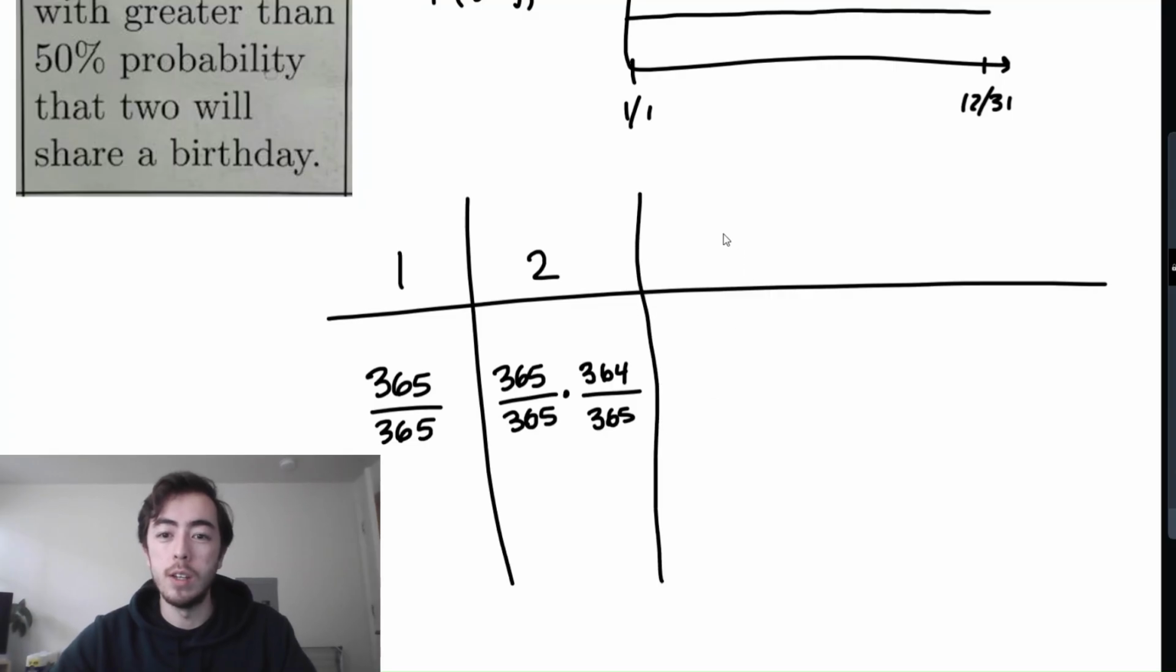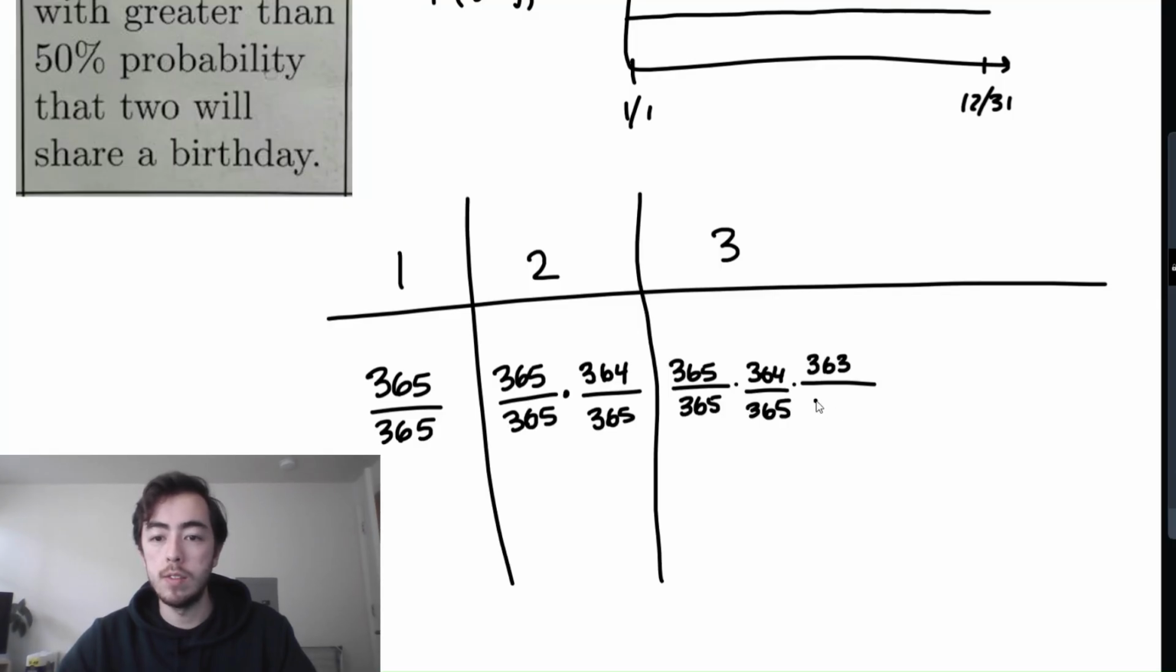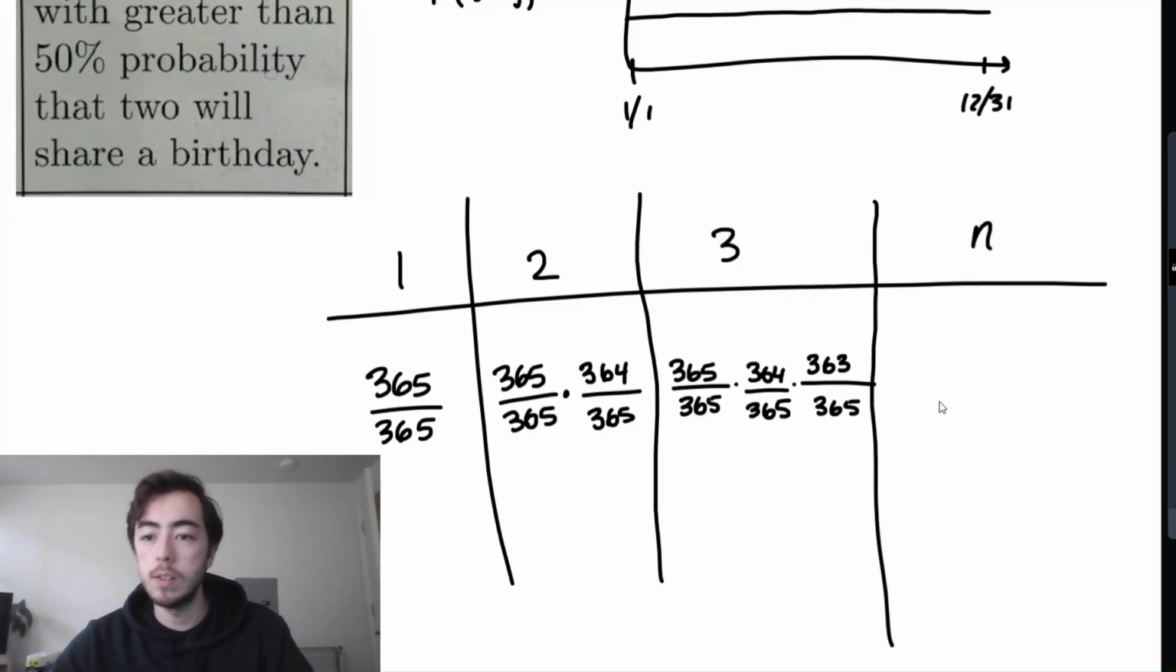And then when I introduce a third person to the group, I will tack on just another fraction. The third fraction here is going to demonstrate that I can't pick two previous days that I've already chosen, and so that's why I'm subtracting 2 from the numerator here. And this is just our fraction pattern. We're going to have this long product. Let's do maybe n here to generalize it.